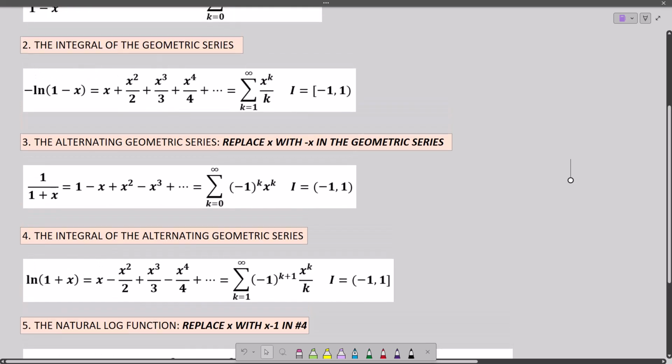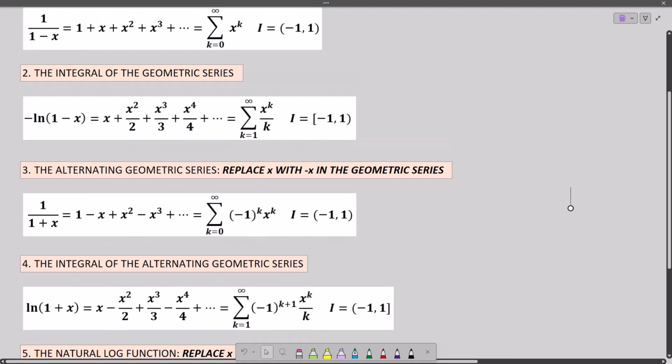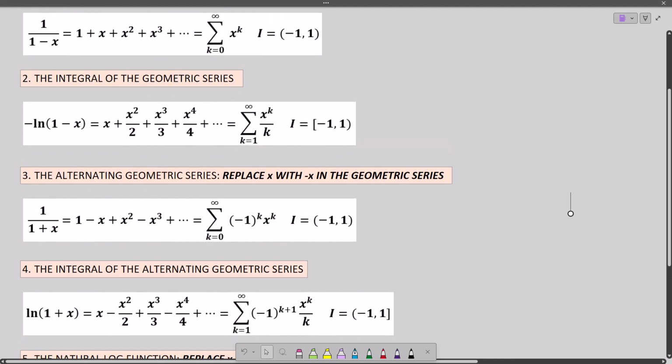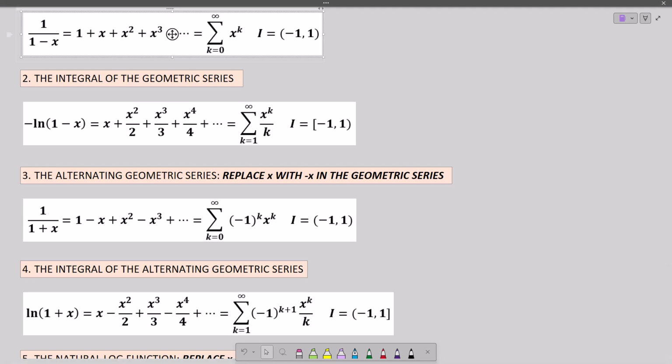This I refer to as the alternating geometric series. So if we come up to this geometric series and we do what we just did, if we replace this x with -x here, then we go through and we replace all those with -x, we get this alternating series. So I'll call that the alternating geometric. And it looks like a geometric, except it's got the alternating signs. Its interval is going to be the same as that one up there.